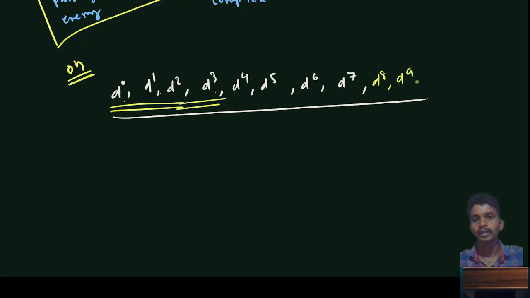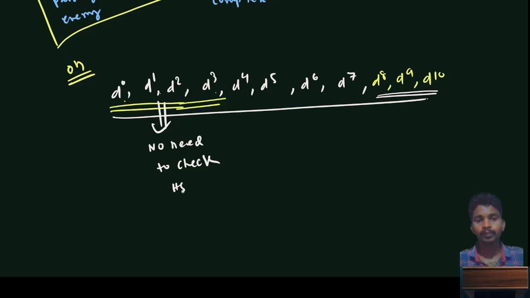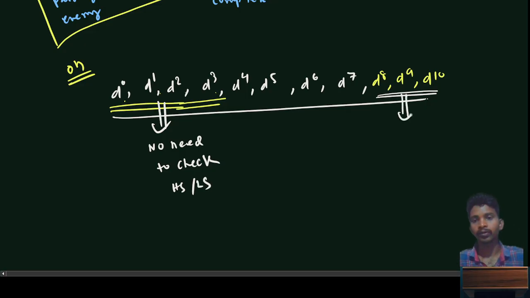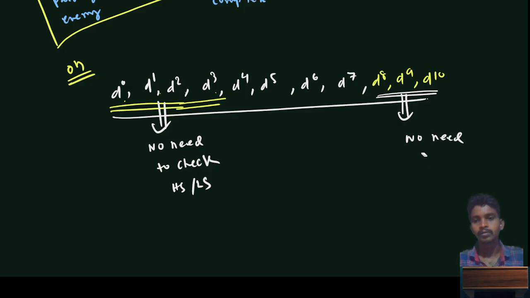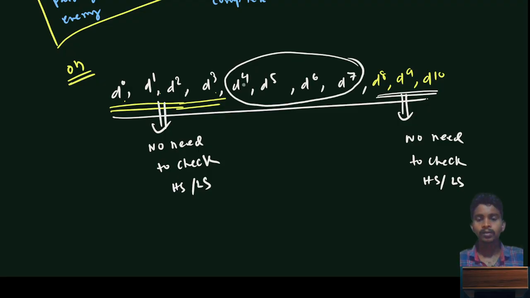And for d8, d9 and d10 also, there is no need to check whether it is high spin or low spin. Here also no need to check high spin or low spin. But for this case we will check high spin or low spin.